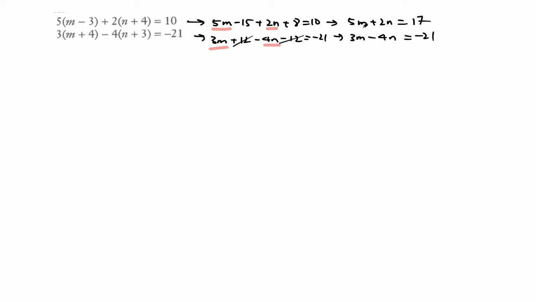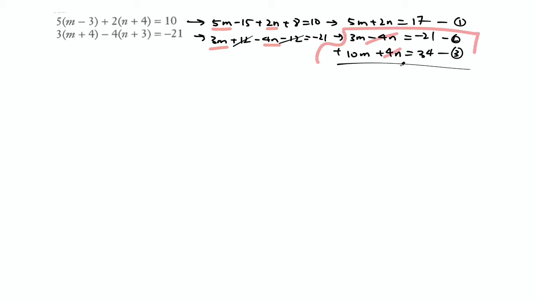Okay. Now, if you want to use elimination, we have to take this first equation and multiply by 2, so that it becomes 10m plus 4n, right, is equal to 34. Okay. Now, if I were to just add the second equation and this new first equation, which I'll call equation 3, these will cancel. Okay, so let me just draw a box around that.